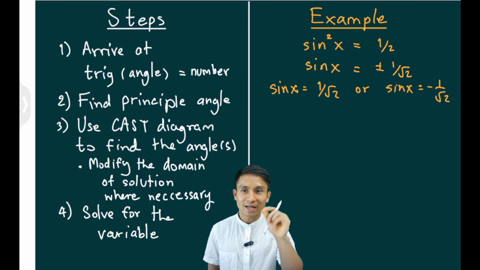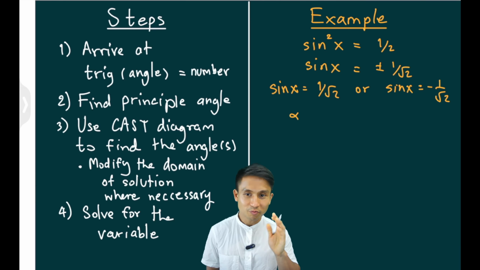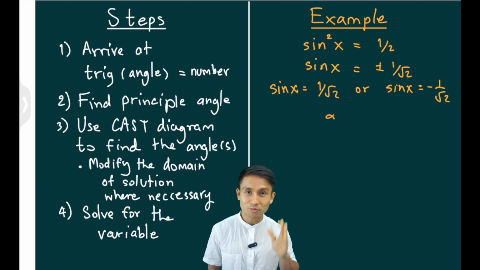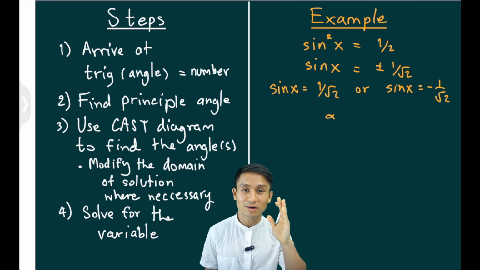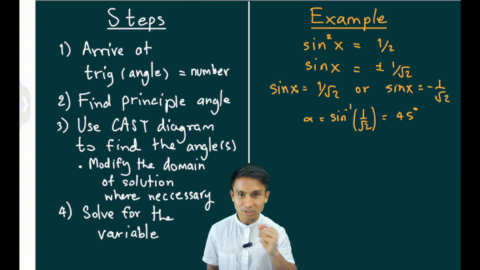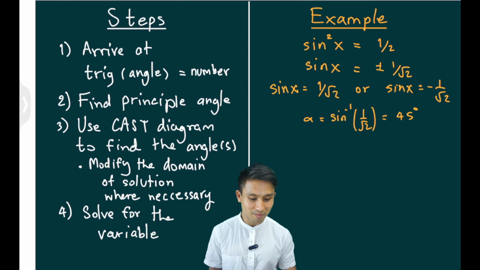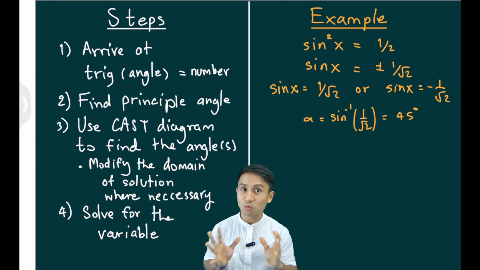Now we arrived at the first step. So the second step is find the principal angle. The principal angle for both of them will be the same, arc sine 1 over root 2, and that is just 45 degrees. We get the principal angle for both cases. Now let's do step 3. Use the CAST diagram. I'm going to do them all in one diagram.